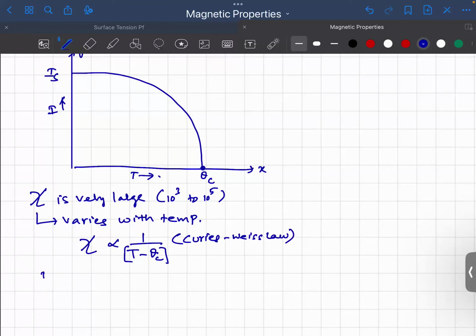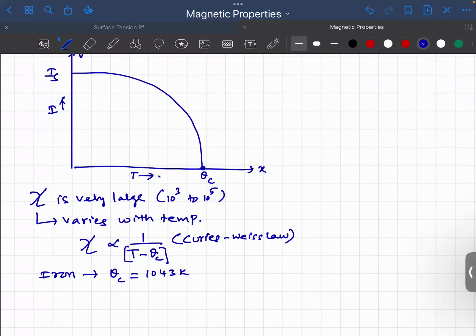For example, you take iron. For iron, the critical temperature is of the order of 1043 Kelvin. So below this, the material behaves as a ferromagnet. Thereafter, it behaves as a paramagnet. So Curie's law, even for ferromagnetic material, you are not applying in the ferromagnetic state. You are applying that in the paramagnetic state.